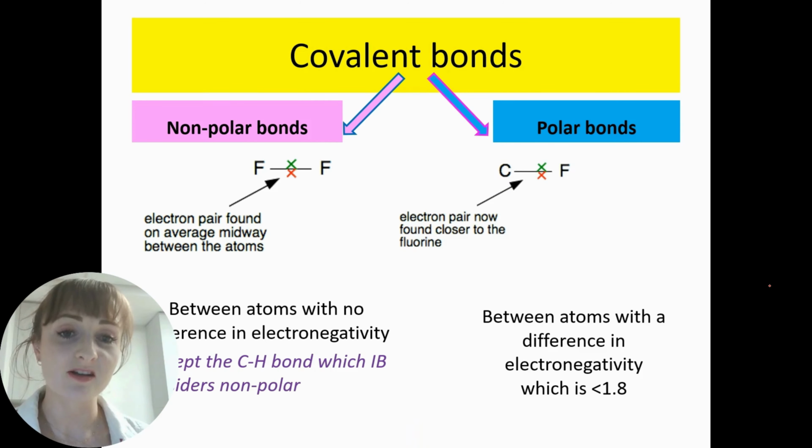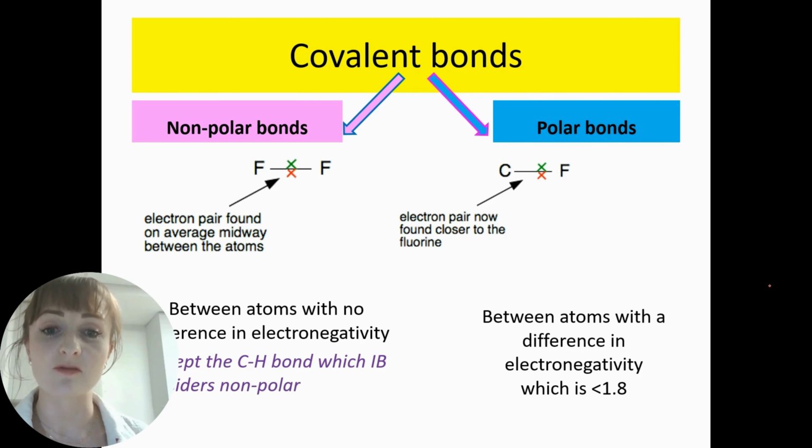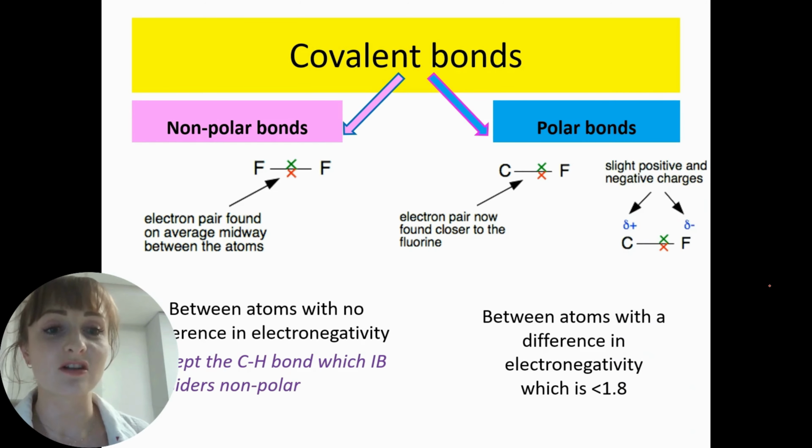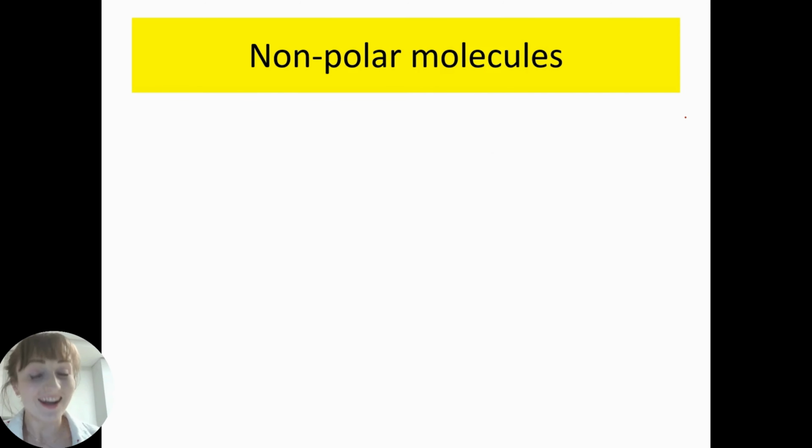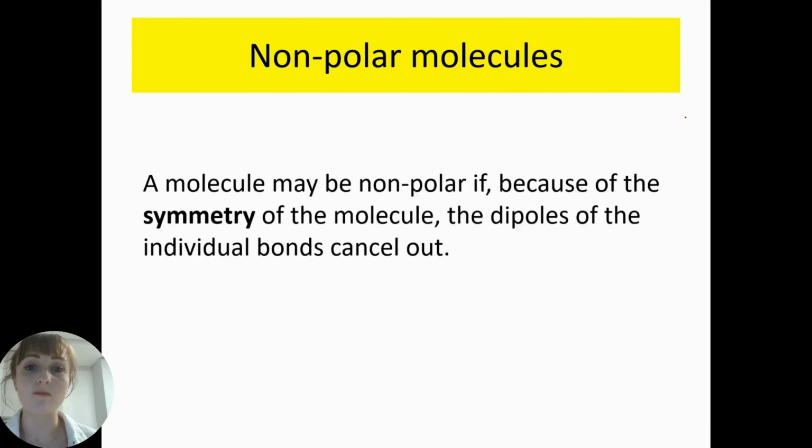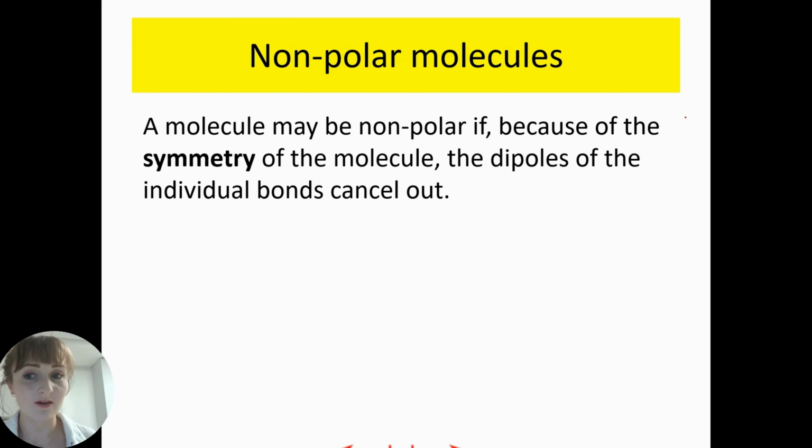In a polar bond, the electron pair is found on average a little bit closer to whichever atom has the higher electronegativity value. This results in a slight positive and negative charge represented by those delta symbols. In a nonpolar molecule, you may have polar bonds present, but because of the overall symmetry of the molecule, these dipoles cancel out, and so the overall molecule is not polar.